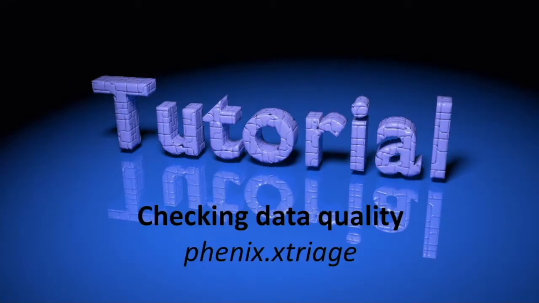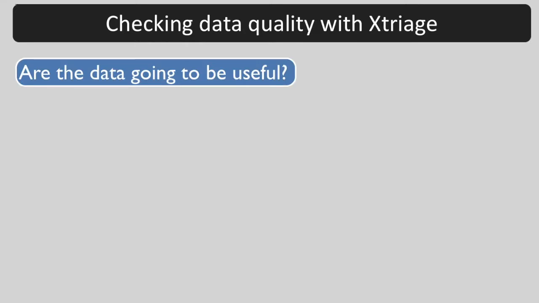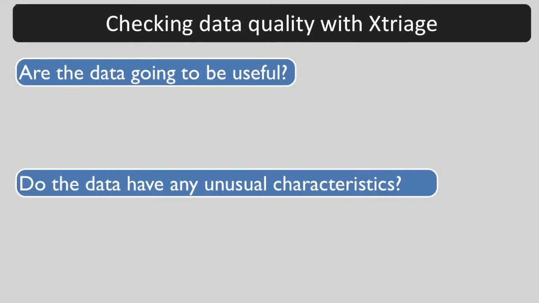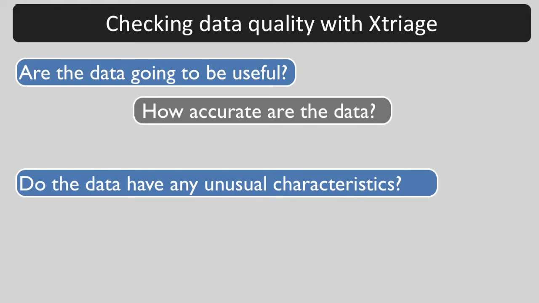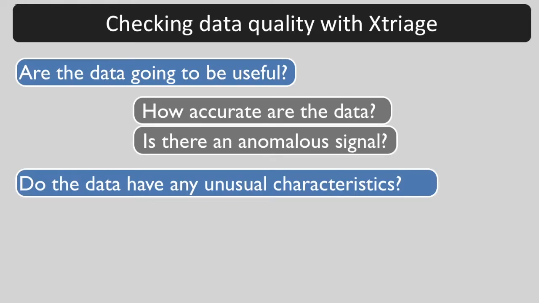Today, we are going to learn about checking data quality with Xtriage. Xtriage will tell us if our data are going to be useful and if they have any unusual characteristics. In particular, Xtriage will tell us how accurate the data are. If we supply unmerged anomalous data, Xtriage will tell us in detail whether there is an anomalous signal.